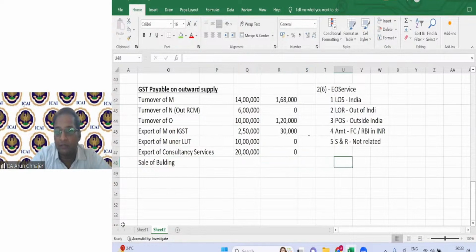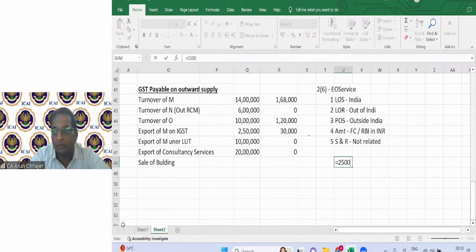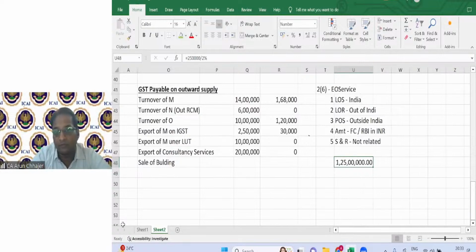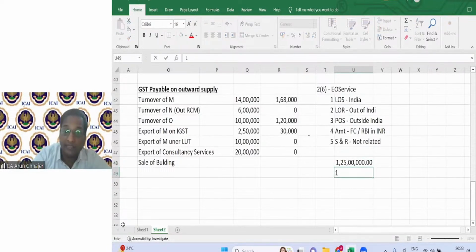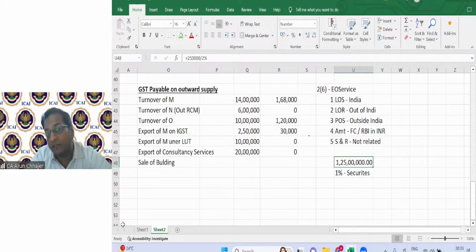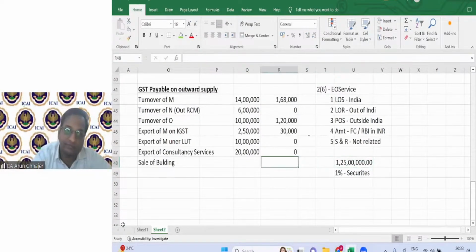Sale of building, 2,50,000 divided by 2%. 1% is for securities case. 1% is for security, and in case of the sale of land and building, the value on which we are paying the stamp duty, that will be considered.